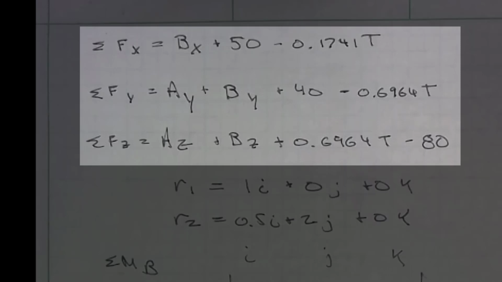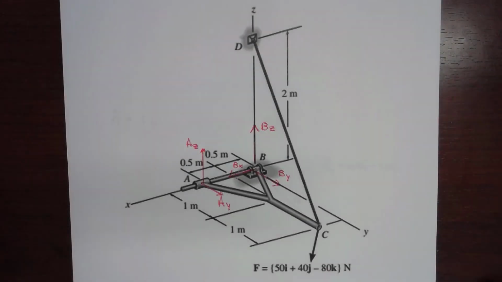And also summation of forces in the Z direction is Az plus Bz plus 0.6964 T, because my Y and my Z components of T are equal. Then we want to find a place to take the moment around that gets rid of most of the unknowns. In this case, it'll be B, because once I do that, I drop out all the forces at B because I have a moment of 0.